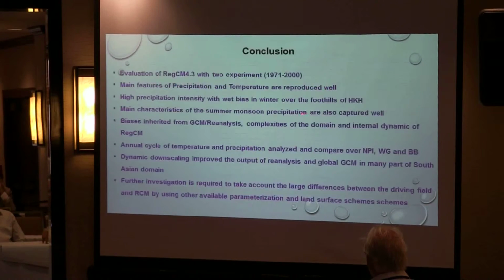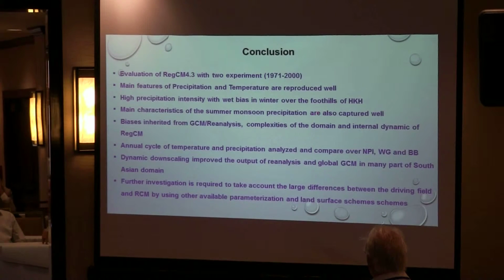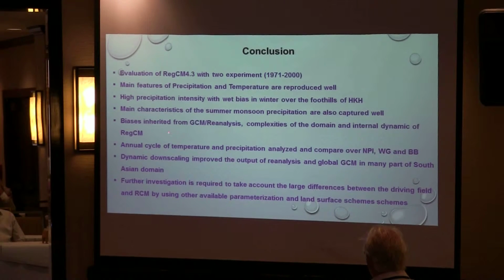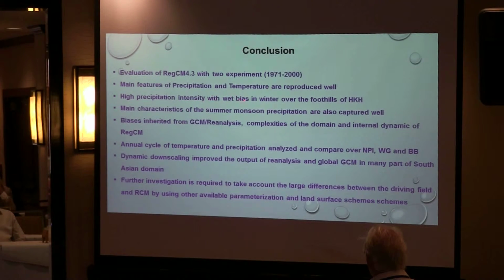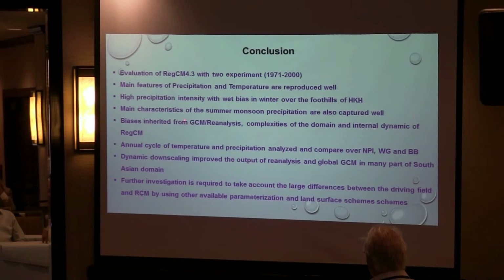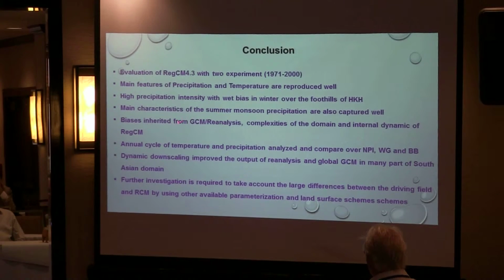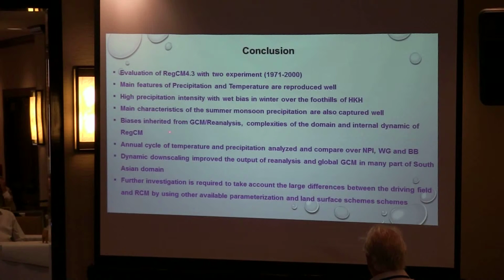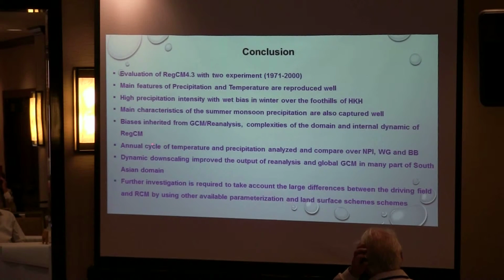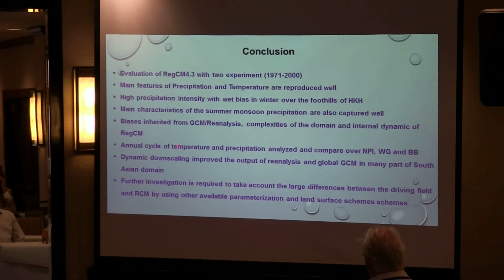And finally, we conclude that the biases that we saw in the graphs have some different reasons. The reason is that these biases may be inherited from the GCM or reanalysis data. Second is the choice of the domain, because the domain has a complex topography.